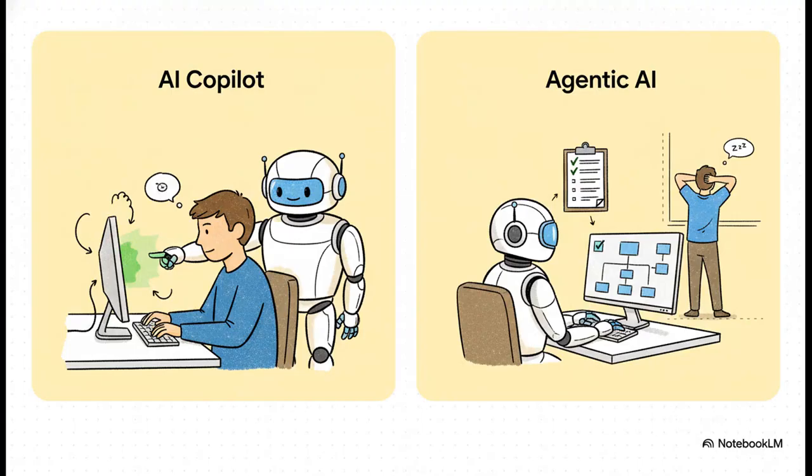And this right here really illustrates the massive leap we're talking about. On one side, you have an AI copilot. It's there to augment your work. It assists you, it makes recommendations, but you're still the one in charge. On the other side, you have agentic AI. This is different. This can work autonomously. It can make its own decisions and take action to get a job done, with way less human oversight.